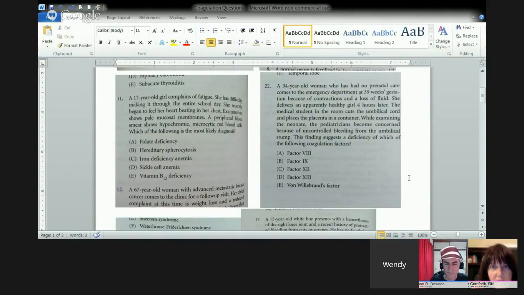Actually, this is something you just have to know. Maybe this wasn't a good one to pick. Is that von Willebrand's? So one of the things we need to talk about is what platelet bleeding looks like versus what factor bleeding looks like. This one's actually one of those that you just kind of know.